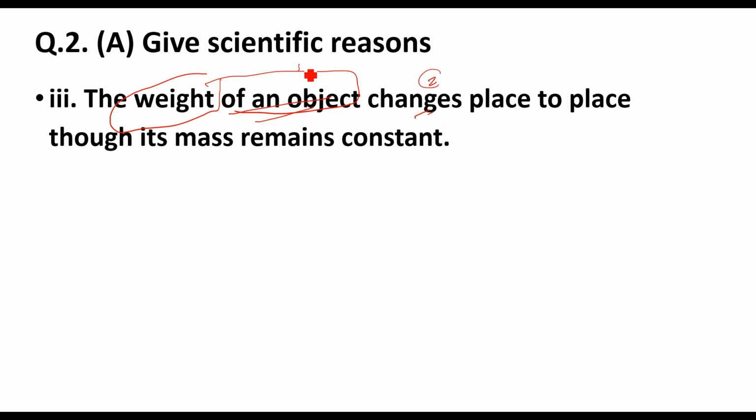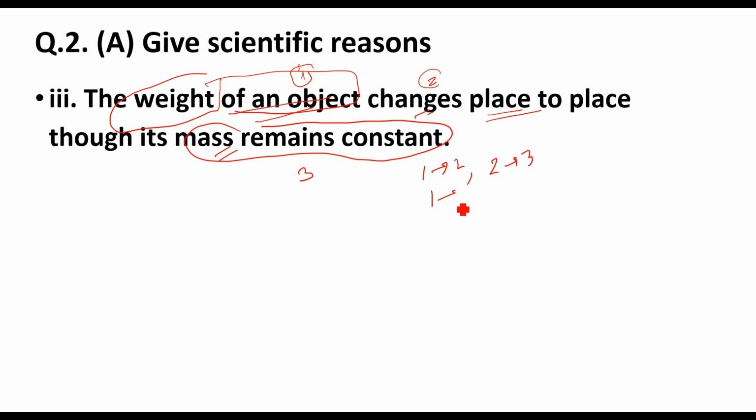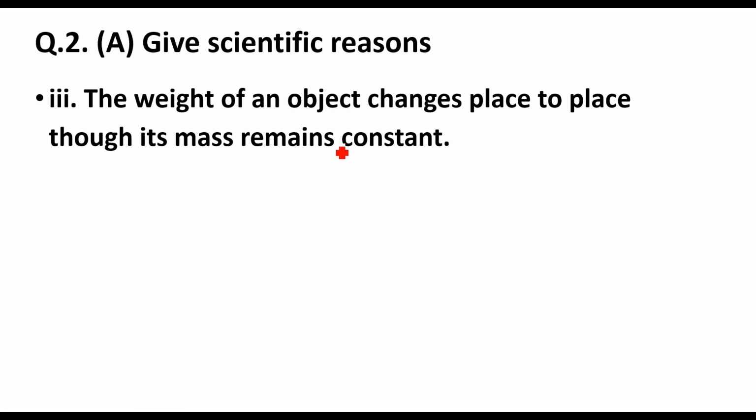Is there any correlation between weight of an object changing from place to place though the mass remains constant? So this is variable number 3, and this is variable number 2. Then in my answer there should be a relation between 1 and 2, between 2 and 3, and between 1 and 3, and 1, 2, 3 are interrelated. Therefore the answer, or justification, of this question is the actual meaning of what we call a give scientific reason, a proper explanation. So let us move to the answer of this question.